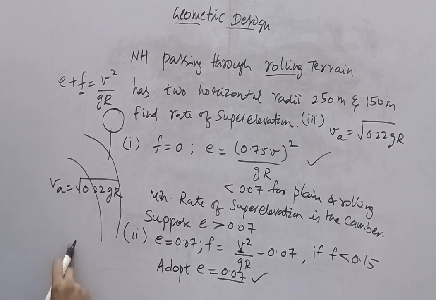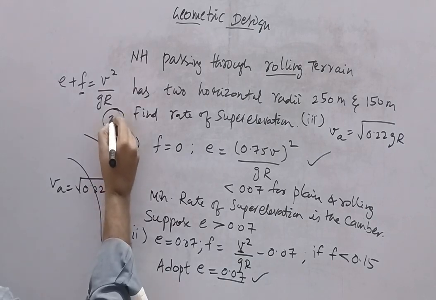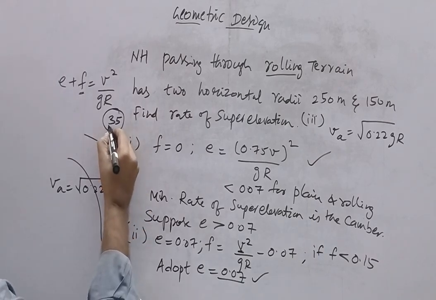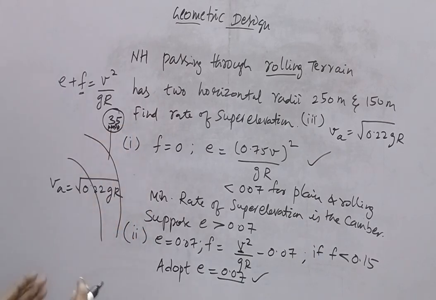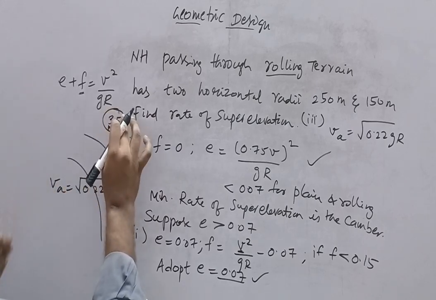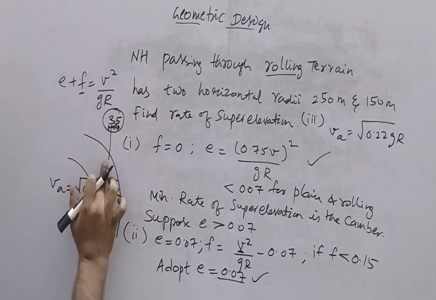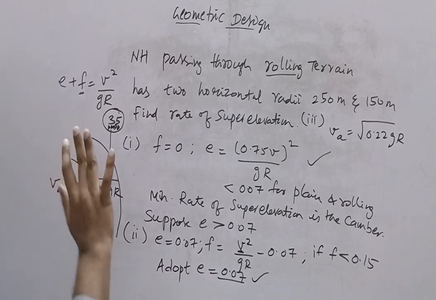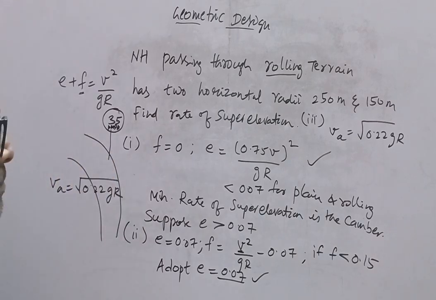Whatever the speed comes here, suppose we got the answer like some 35. So put a signboard here, and 35 km/h means the vehicle's design speed is reduced and you have to be careful. That is the meaning of this signboard. This is how you calculate rate of superelevation.